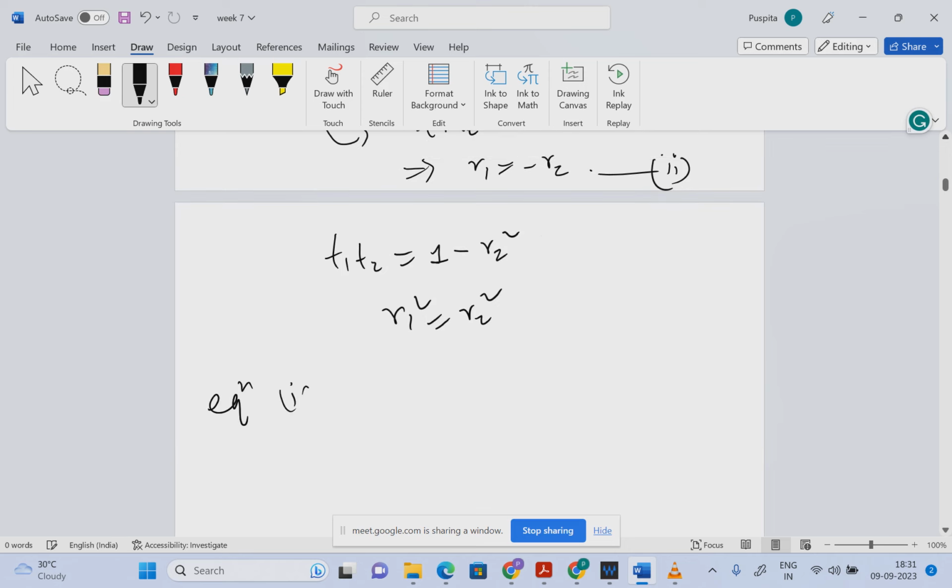Relations 1 and 2 are known as Stokes relations. Okay. Now we'll move on to the actual calculation of the Fabry-Perot etalon.